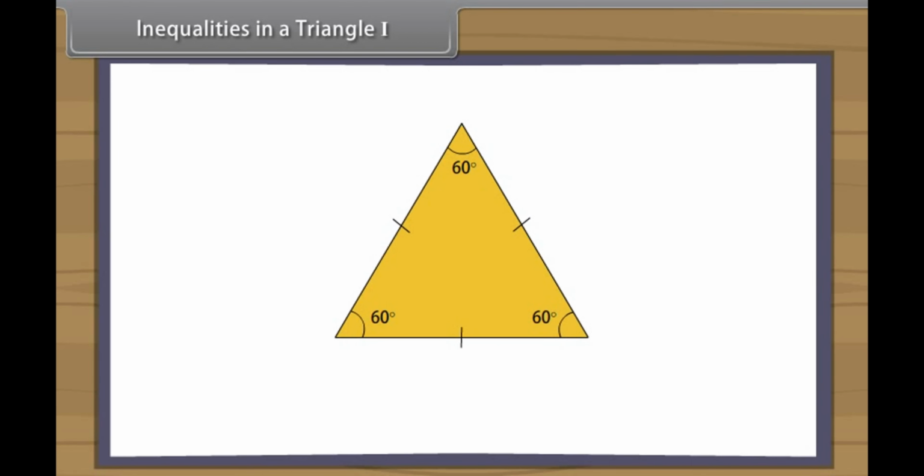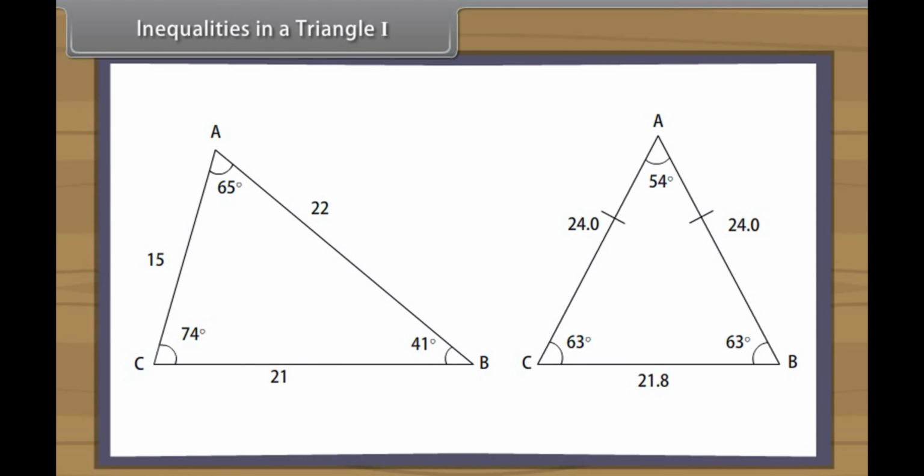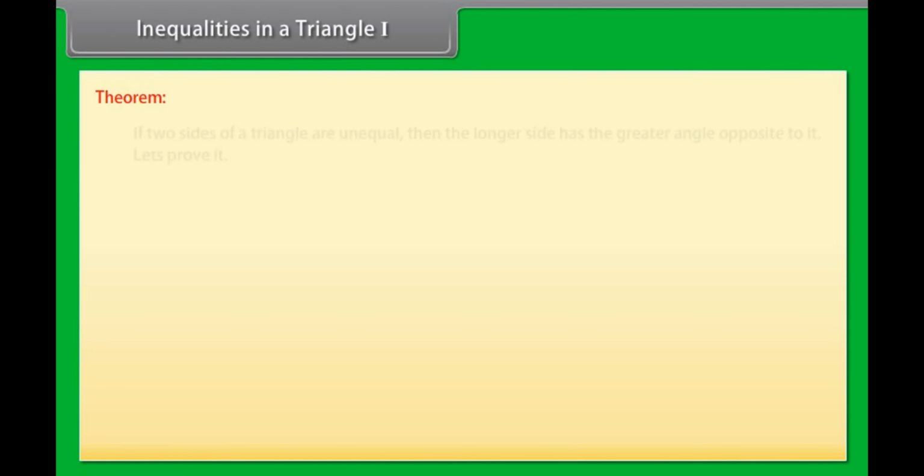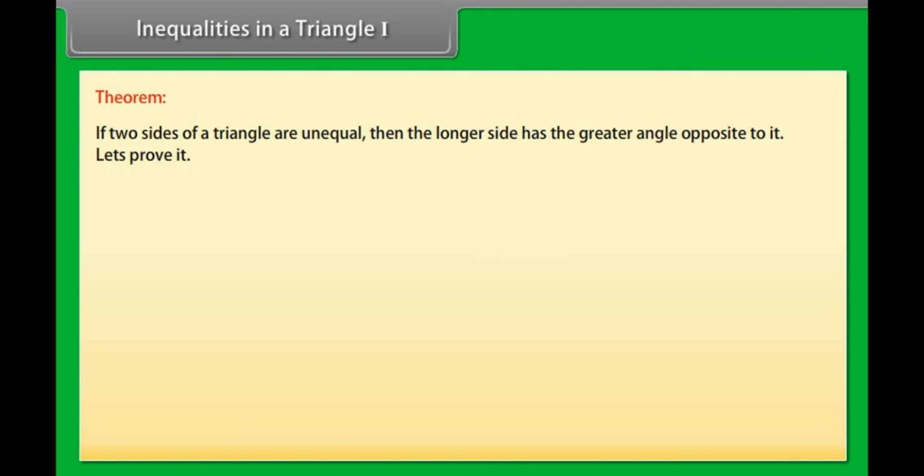Inequalities in a triangle 1. We have learnt the relationship between sides and angles of a triangle when they are equal. We shall now study some relations among sides and angles of a triangle when they are unequal. Theorem: If 2 sides of a triangle are unequal, then the longer side has the greater angle opposite to it.